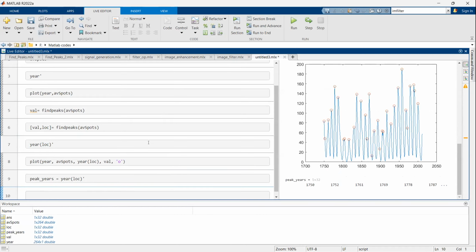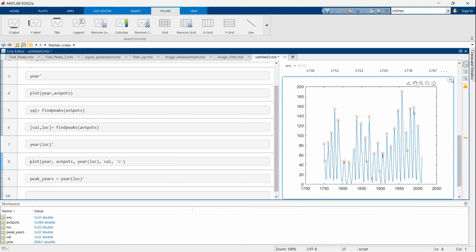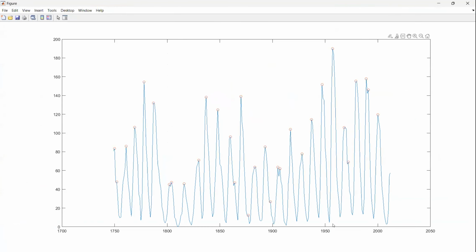Now, if I ask you this question, what is the highest peak from this one? What is the maximum? What is the highest peak? This one, right? Yes, sir. So in which year are you getting the highest peak? Can you guess from the figure? Somewhere after 1950, right? Yes, sir. Somewhere after 1950, you are getting this maximum or peak value. So we want to identify this one exactly.